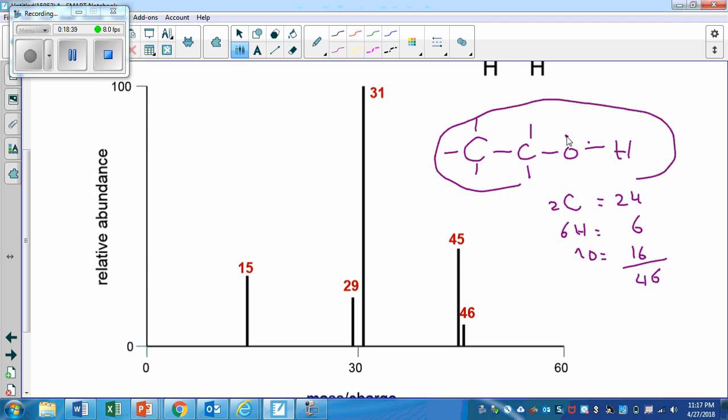I have 2 lone pairs right here on the oxygen. What happens is that after we vaporize it, we knock off one of the electrons to ionize it. So then this becomes positive. So let's do this.